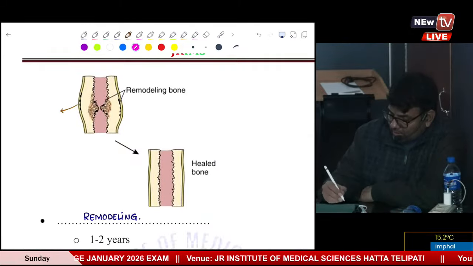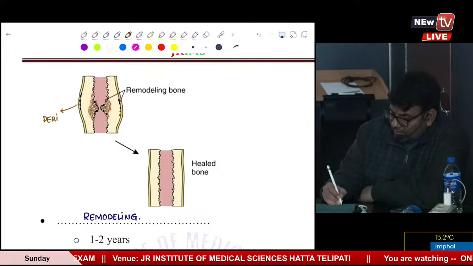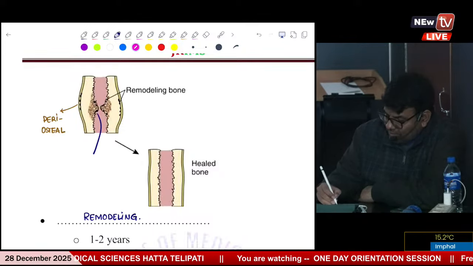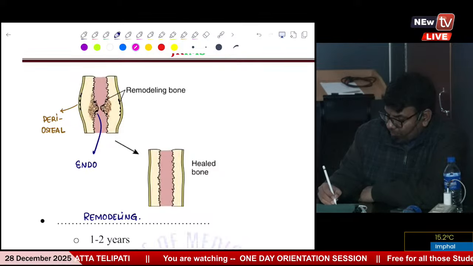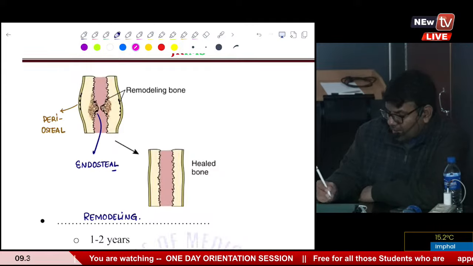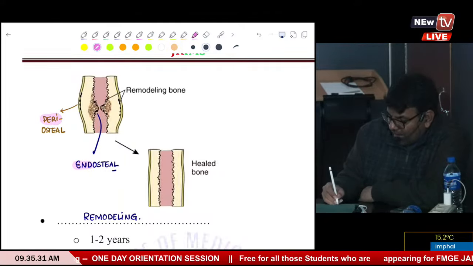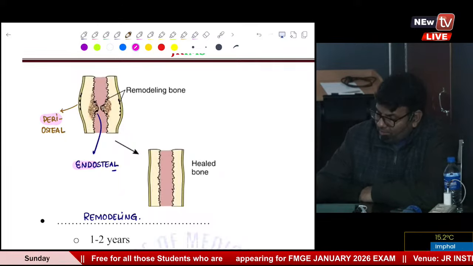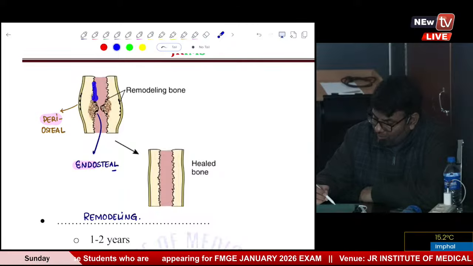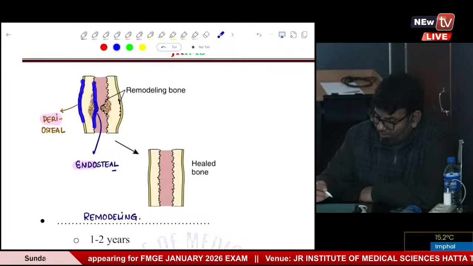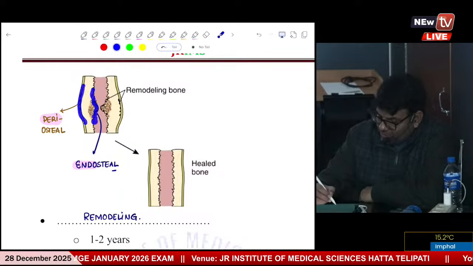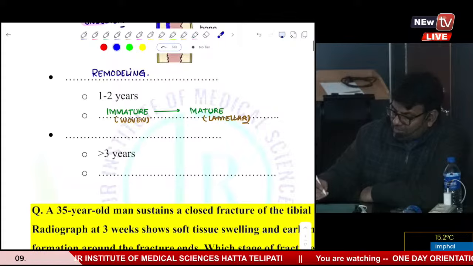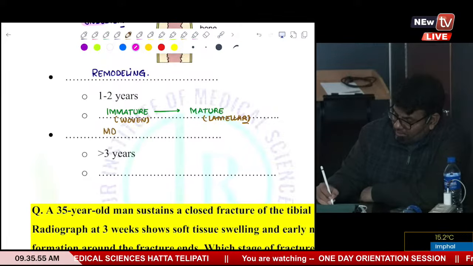this is the periosteal surface. The outer surface is known as periosteal, and the inner surface is known as endosteal. Clear? So periosteal means outer, endo means inner. So what will happen in the last phase? There will be reshaping of the surfaces, and you can see here it is almost irregular, but later on it will become almost regular. So this phase is known as modeling.